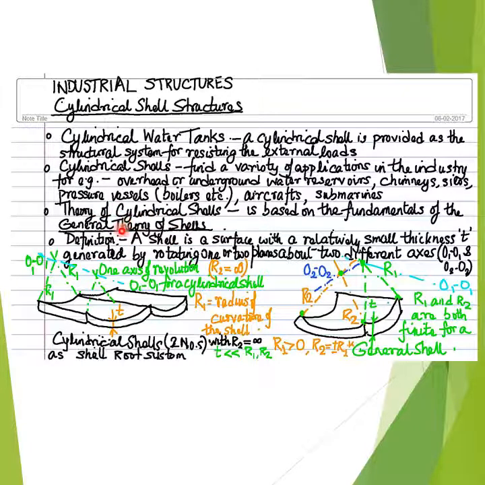Well, a shell is defined as a surface with a relatively small thickness, say denoted as T, that is generated by rotating one or two planes about two different axes. For example, O1, O1 and O2, O2, as illustrated in these two figures here.